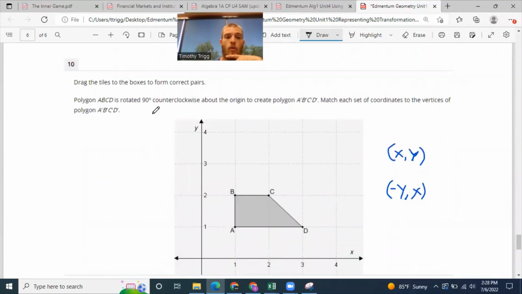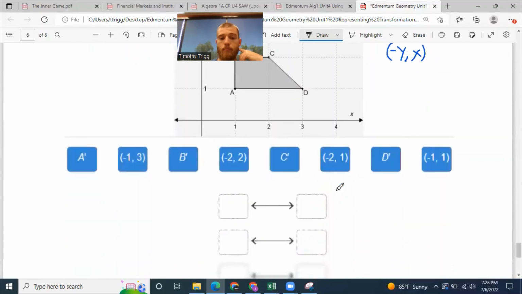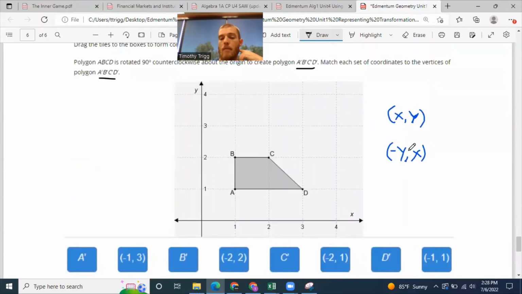Polygon ABCD is rotated 90 degrees counterclockwise about the origin to create polygon, the image. Match each set of coordinates to the vertices of the polygon to the image. Okay. So I'll go over a couple with you, but basically, if you rotate 90 degrees counterclockwise, we did one like this in one of the earlier examples, you switch the positions of X and Y, and what was the Y becomes the X, and what was the X becomes the Y, all right? And whatever was the Y also changes signs, so that's kind of tricky.